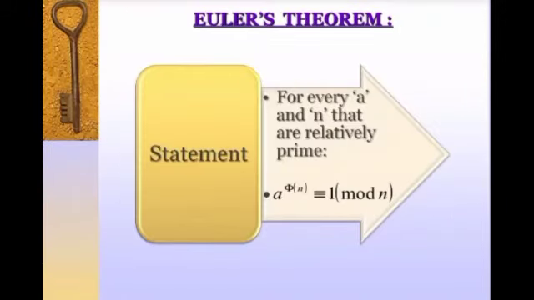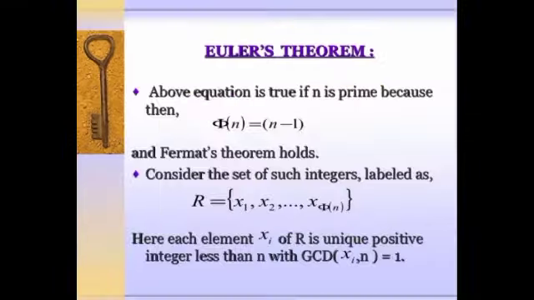So if the statement holds for every a and n that are relatively prime, then a to the power of φ(n) is congruent to 1 mod n. The above equation is true if n is prime, because then φ(n) is equal to n minus 1, and Fermat's theorem holds. Consider the set of such integers labeled as R equal to x1, x2, and so on until x sub φ(n).